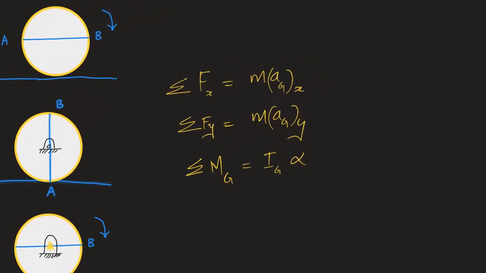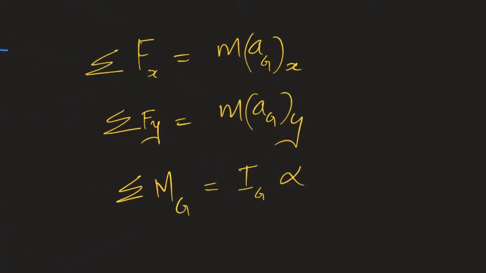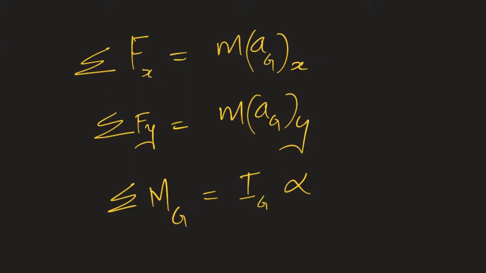Now if you want to write equations of motion for an object which is undergoing general plane motion, you have a lot more equations to deal with, because the motion is composed of both translation as well as rotation. So here are the three equations I have shown. In the first equation, you sum up the forces along the x direction, and that will be equal to mass times the acceleration of the mass center along the x direction. The same holds true in the y direction also.